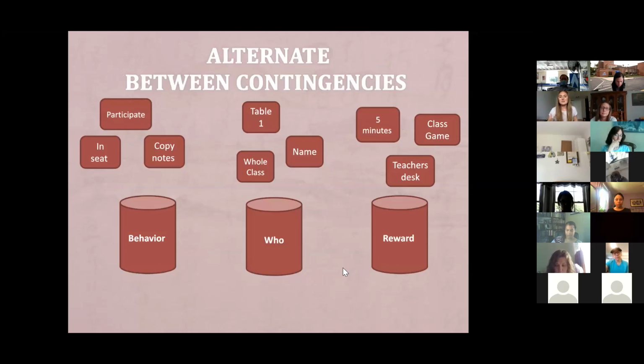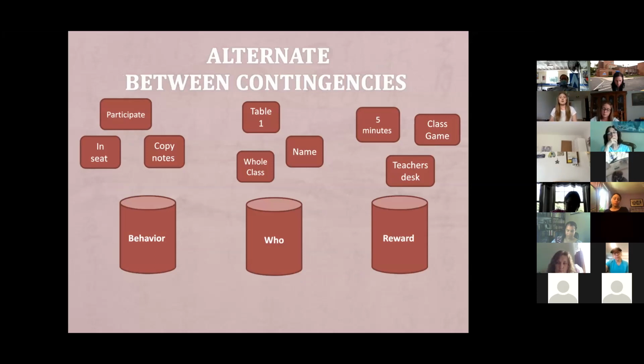Okay, this is a really cool game where we can either play it as a dependent group contingency or as an interdependent group contingency. And this is a game that you can find online. It's called the 3-jar game. So basically what this is, you have 3 empty jars, and on the first jar, you write behavior. On the second jar, you write who, and on the third jar, you write reward. And these are the 3 parts of our group contingency.